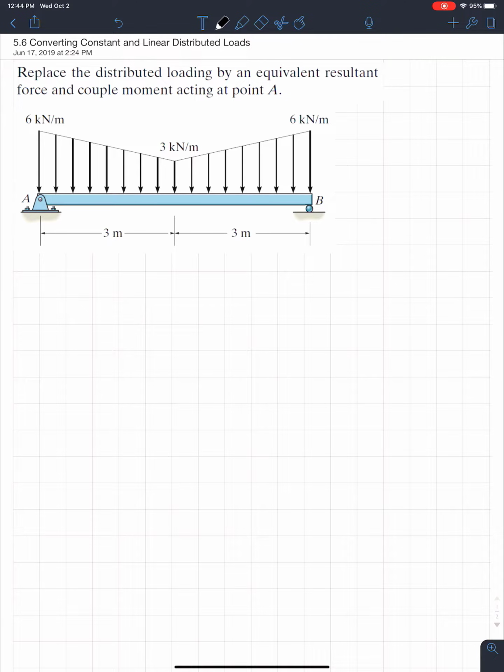We're just going to try and figure out, okay, I've got a distributed load. How can I convert it into a point load? And this example will cover both of the cases that you'll see. So hopefully after this, you'll be good to go. It should be an easy topic. So let's begin.